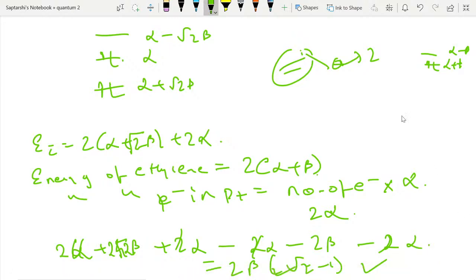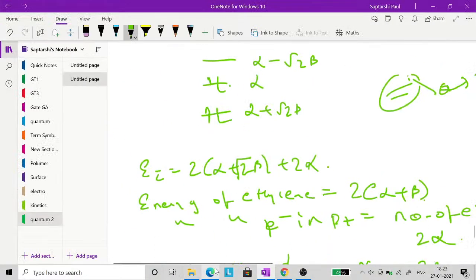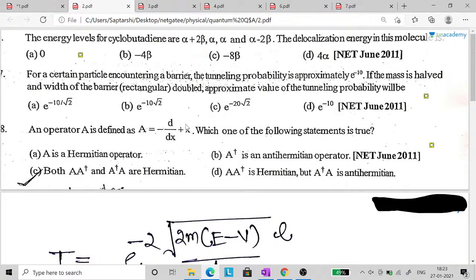Okay. So this was to explain this part. Now let us go to the next question. It is saying that a certain particle is encountering a barrier, the tunneling probability is approximately e to the power minus 10. The mass is halved and the width of the barrier is doubled. The approximate value for tunneling probability will be, okay. So what is given in the question? Let us see that again.